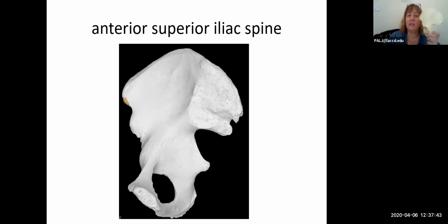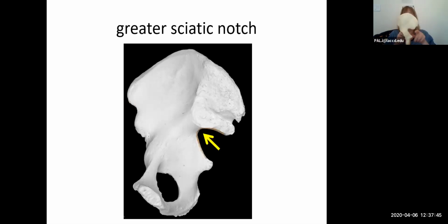Another landmark on the ilium is that half of a heart divot. That is called the greater sciatic notch, because there is a structure known as the sciatic nerve that is going to go through this area. And with that, we're done with the ilium.